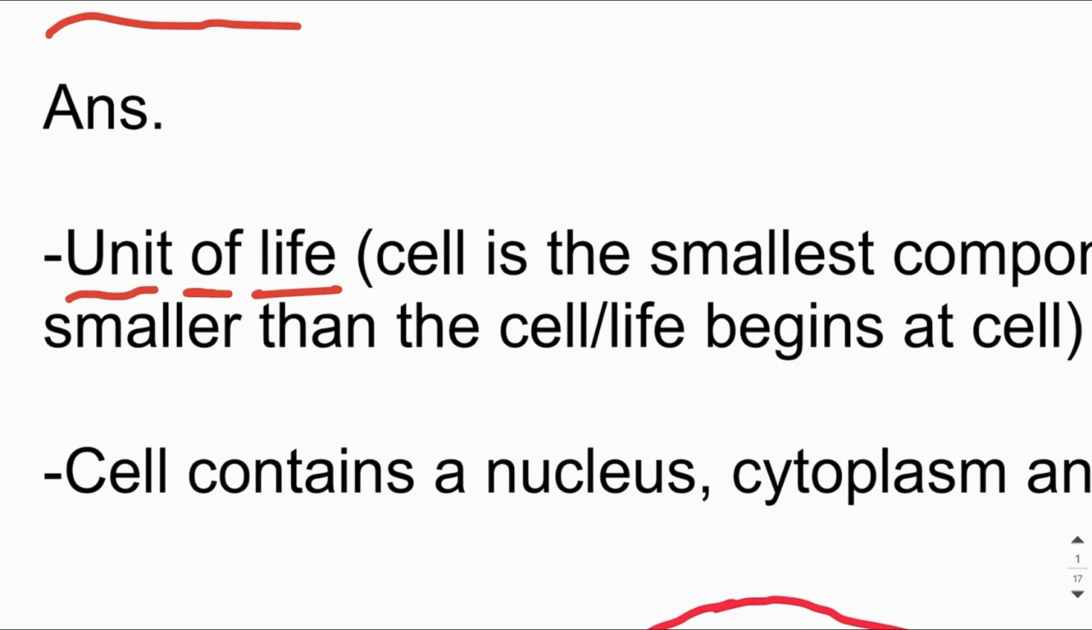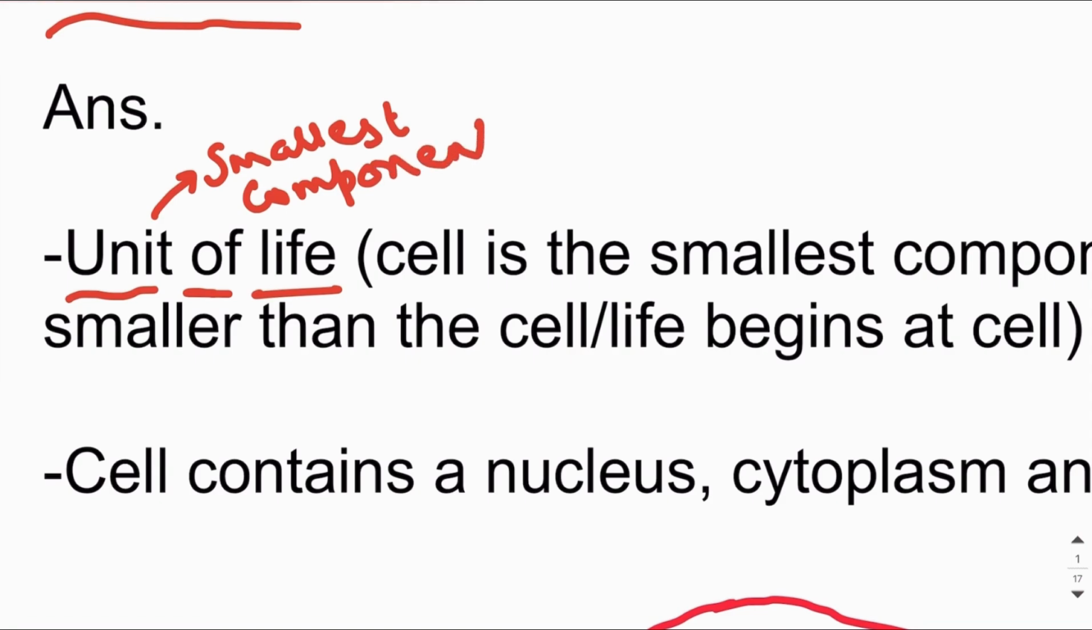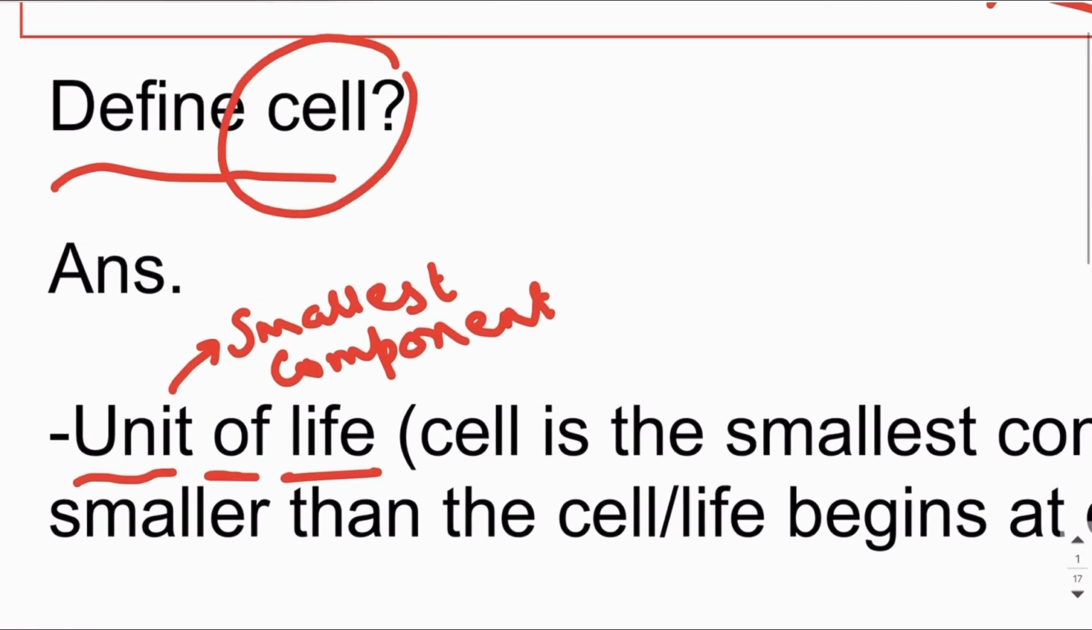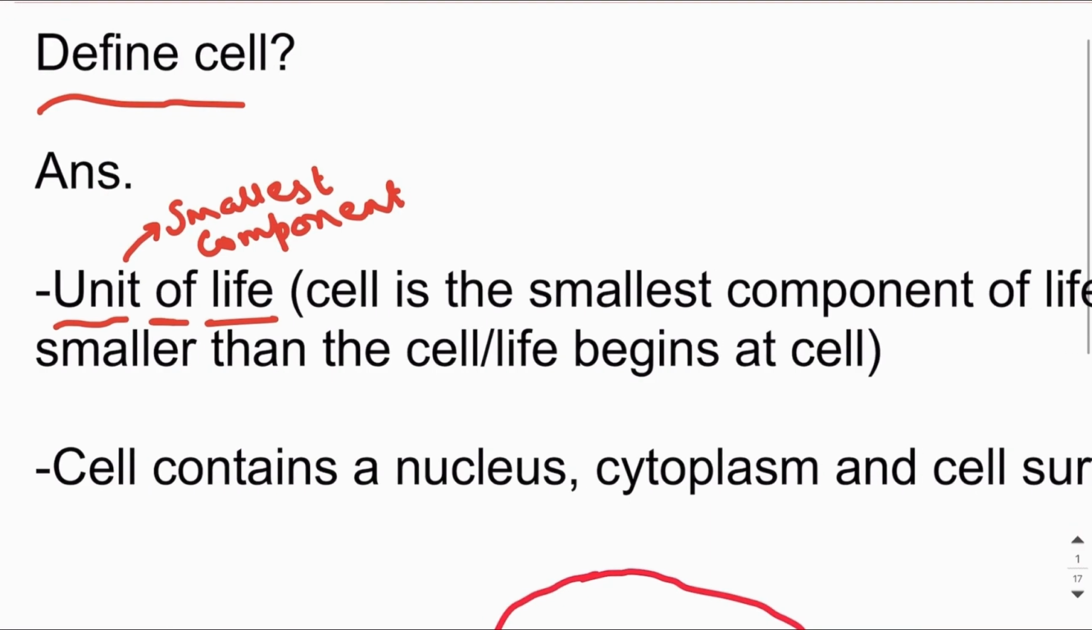And what is actually meant by this statement? Unit means the smallest component, right? So if I'm talking about life, what is the smallest component of life, or what is the unit of life? That is the cell. For example, I'm an example of life, right? And my smallest component is the cell. Every living organism is made up of cells, and the smallest component of every living organism is the cell. This is what you need to know.